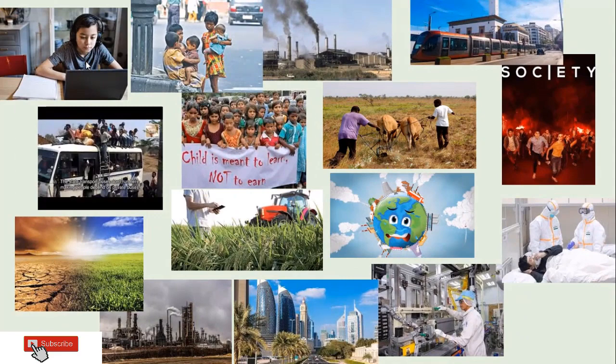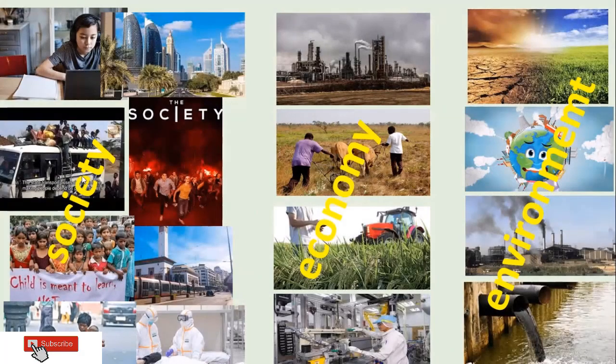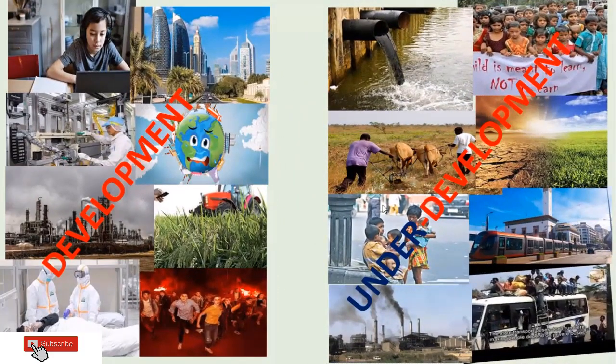Now let's have a look at these pictures. We have here a number of pictures. Let's group them into groups. Here I group them into three groups: pictures for society, the economy, and the environment. Okay. Now let's group them again into another category: development and underdevelopment.